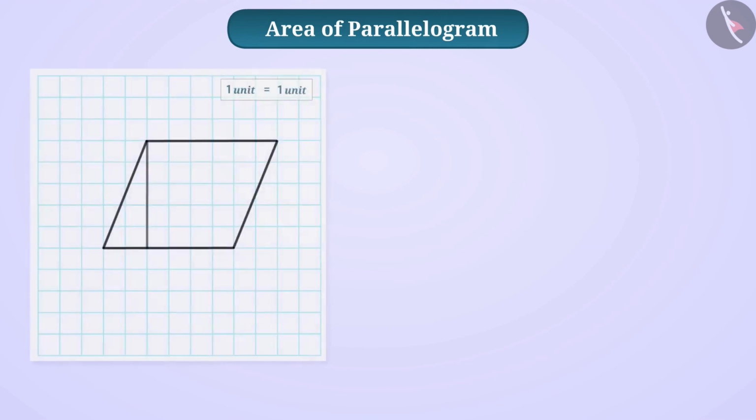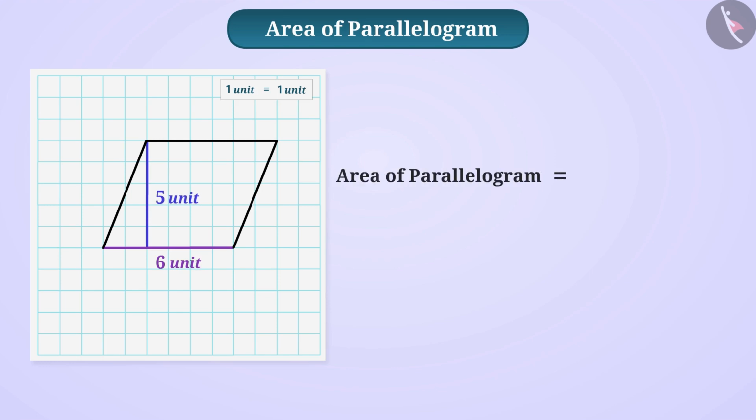Let's find out the area of parallelogram shown. Here, length of base of parallelogram is 6 unit and height of parallelogram is 5 unit. Therefore, area of this parallelogram will be 6 unit multiplied by 5 unit is equal to 30 square unit.